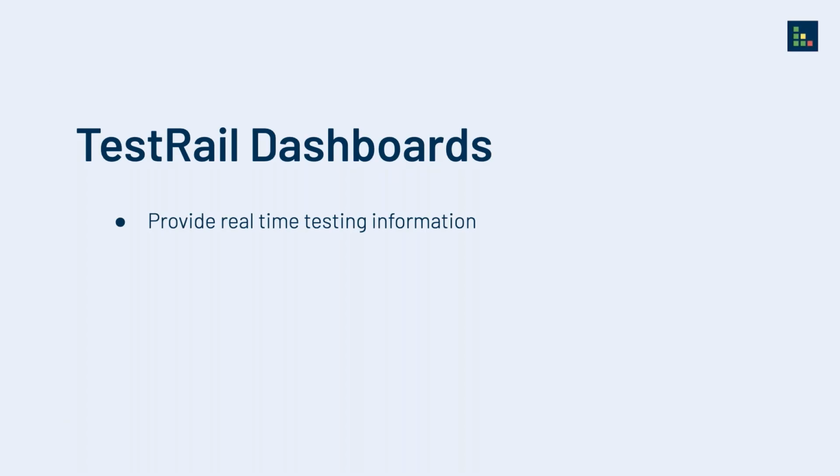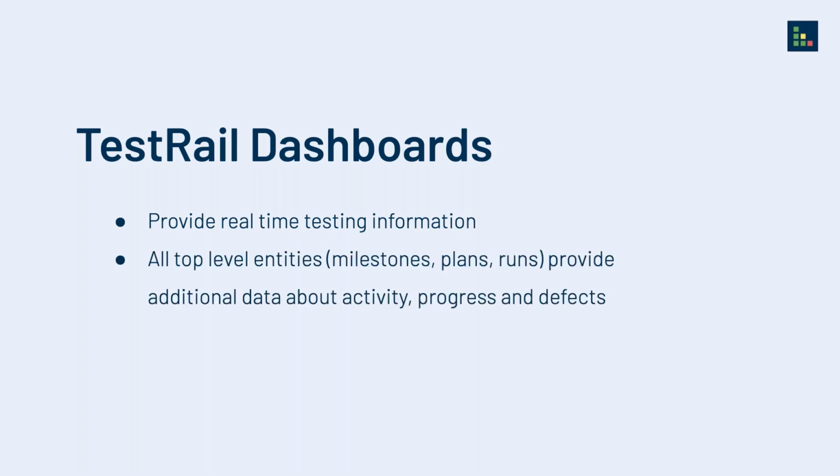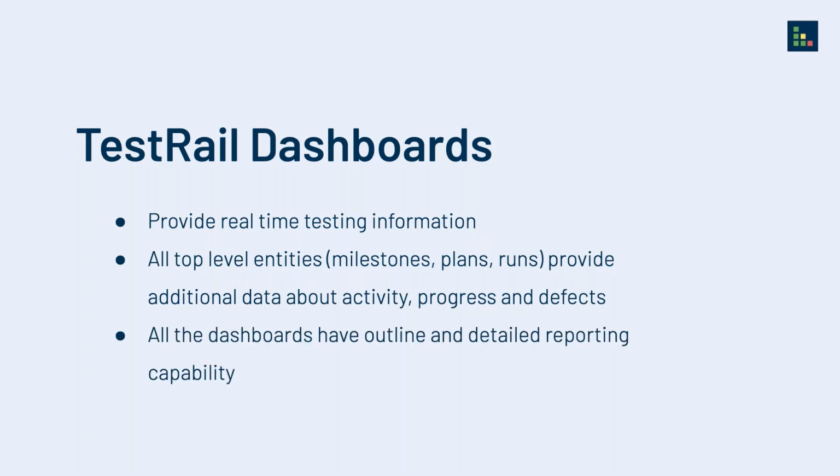Key things to take away from your dashboards are they provide you with real-time information about the status of your testing. So if you want to know what's happening with your testing right now, your dashboards are the place to go. All of the top level entities provide additional data about activity, progress, and defects across your testing. So those tabs are always available to you in your milestones, plans, runs, and also at test and test case level as well. And all of the dashboards have got outline and detailed reporting capability without any additional configuration whatsoever. So again, pretty handy stuff.